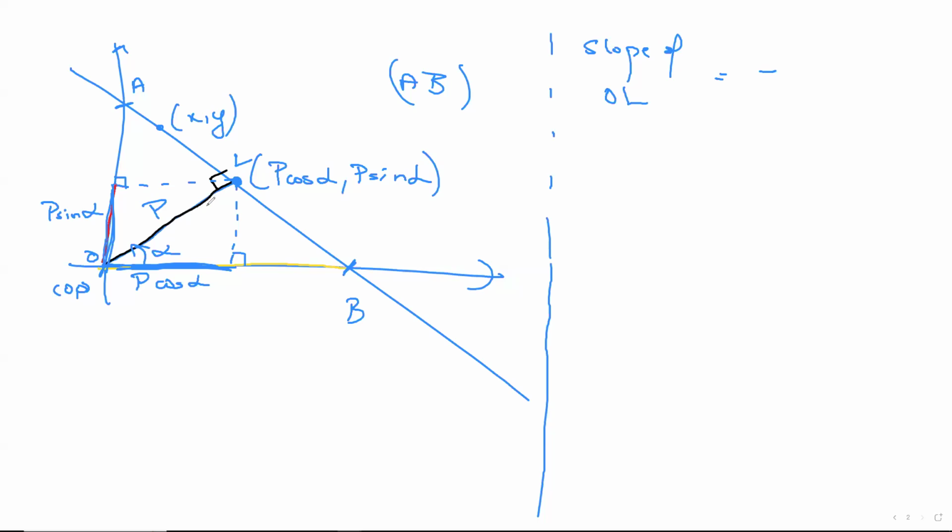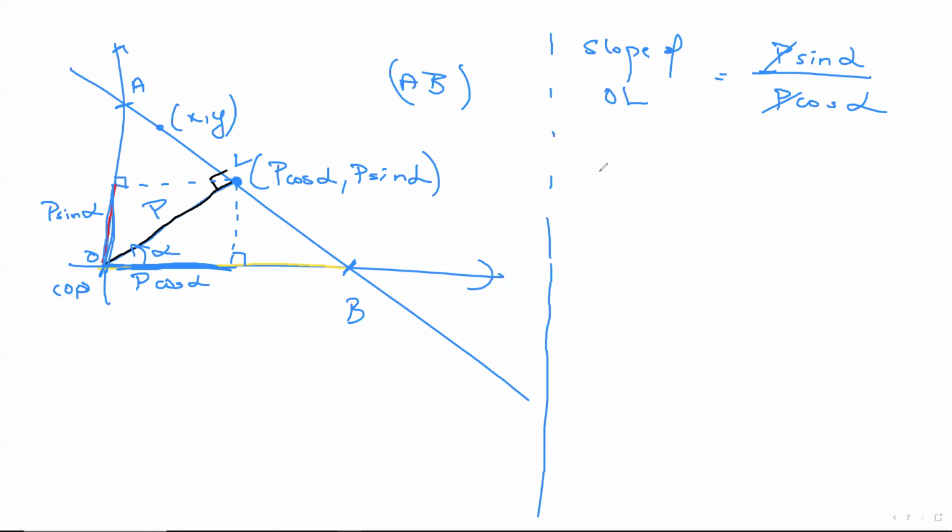How do we know this? Slope is nothing but tan, no? So it's always sine by cos. So here it will be P sine alpha divided by P cos alpha. Getting it? I just found the slope here. Y-axis by the x-axis: the y-axis is P sine alpha, the x-axis is P cos alpha. P and P get cancelled. The slope of OL, I got as sine alpha by cos alpha. I can make it tan alpha, but it's fine.